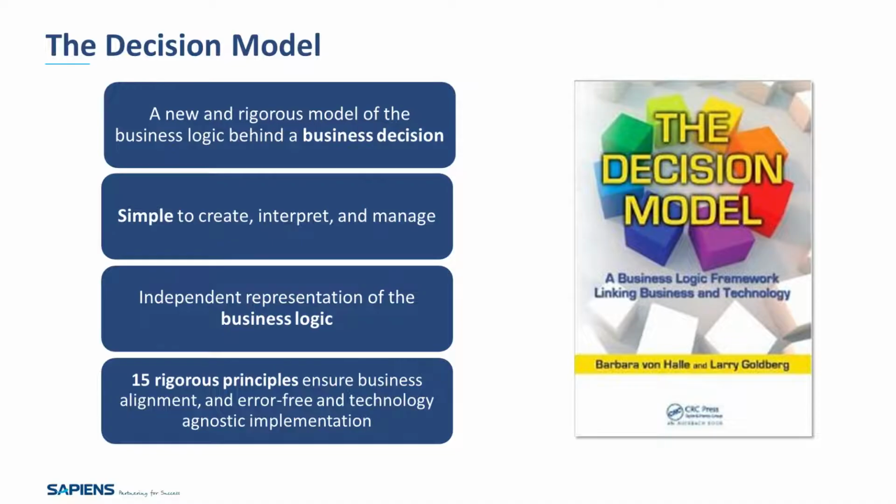To go along with the graphical notation, the decision model has 15 rigorous principles that work together to ensure business alignment across the various elements that make up the model. It is these same principles that allow for an error-free and technology-agnostic implementation of decision models.